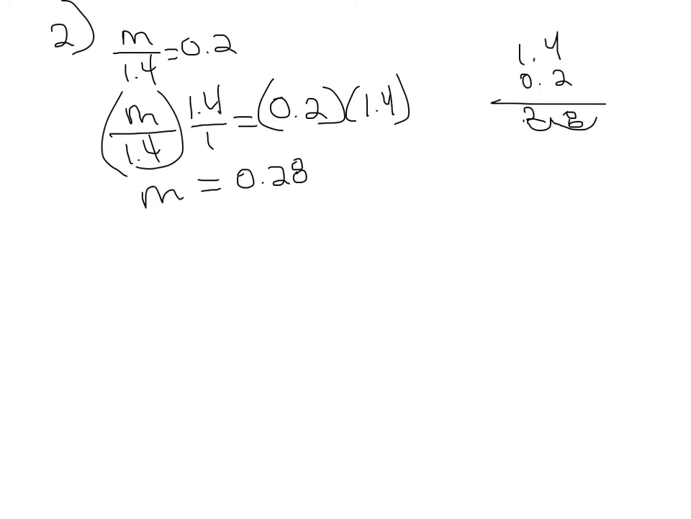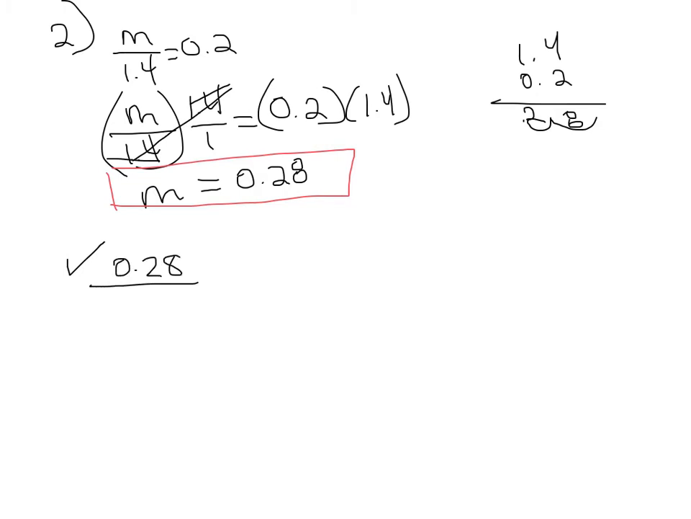On the left side of my equation, 1.4 over 1.4 is 1, and I'm left with m over 1, which is the same thing as just m. And on the right side of my equation, I found that m equals 0.28, or 28/100ths. Now again, I need to make sure I am checking my work. I'm going to substitute the 0.28 back into the original equation for m, and I should get something that is just true. I'm actually going to do the division to make sure that that really works.